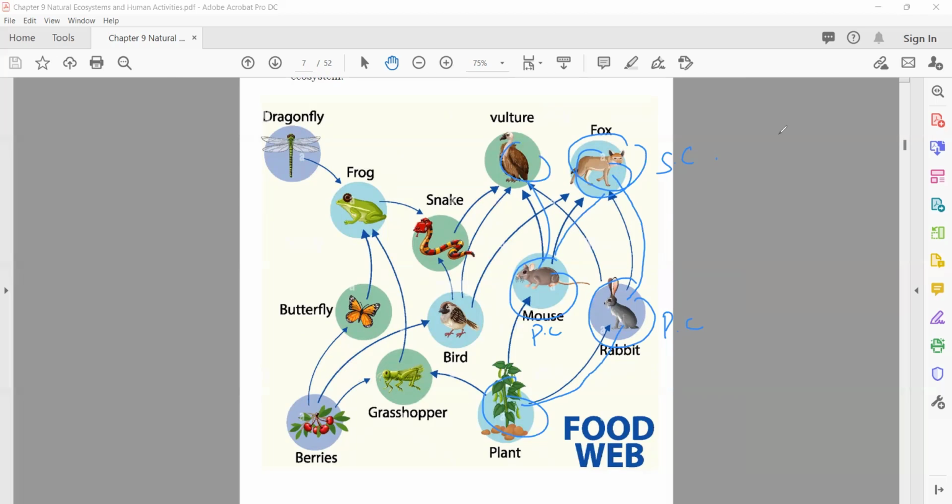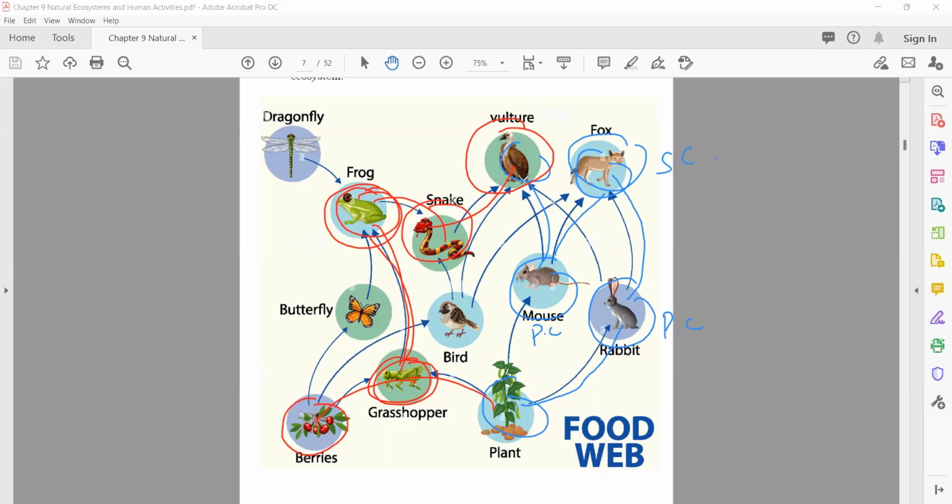Now come to this side. This is another one. For example, it goes like this. This is the primary consumer. This is the secondary consumer. And after that, if you go this way, this is the primary consumer, then secondary consumer, then tertiary consumer, then at the top level, you can say the top consumer.